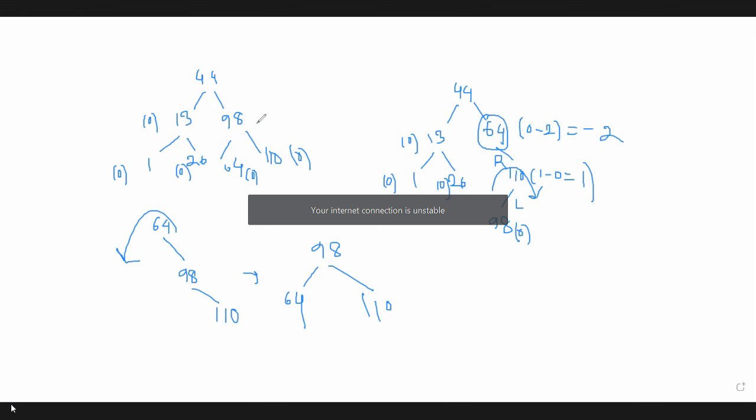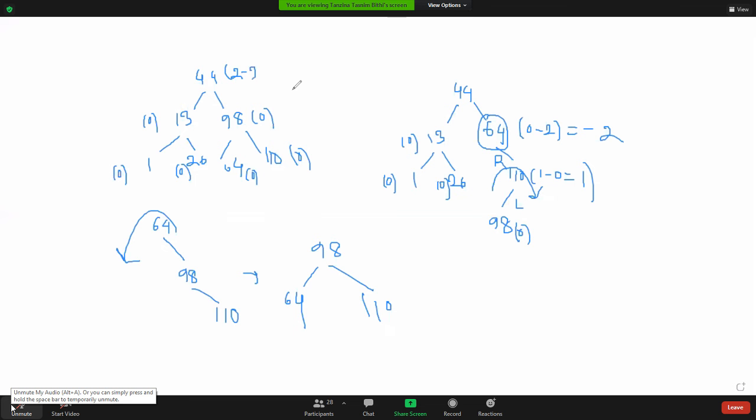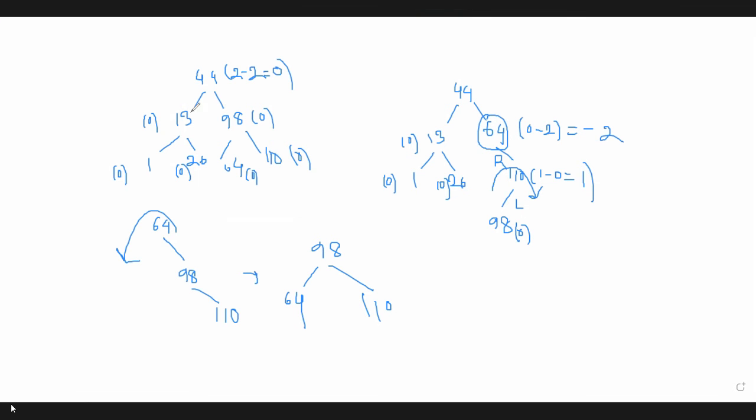For 98, it's also 0. What about 44? In the left subtree, the height is 2. In the right subtree, the height is 2. So the balance factor is 0. That means now this tree is a balanced tree. Is it a binary search tree? All the nodes in the left subtree are less than 44 and all the nodes in the right subtree are greater than 44. This is a binary search tree. If the tree is a BST and if the tree is a balanced tree, that means the created tree is an AVL tree. Is it clear how to create an AVL tree?